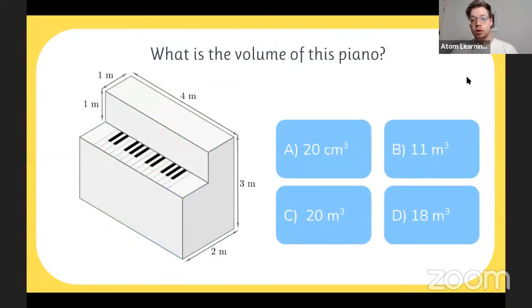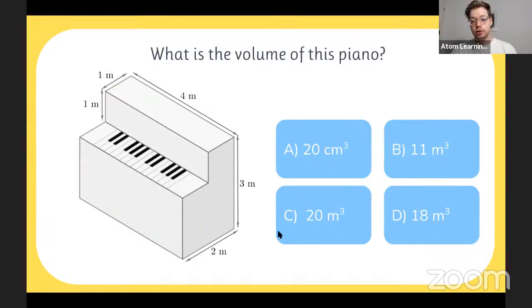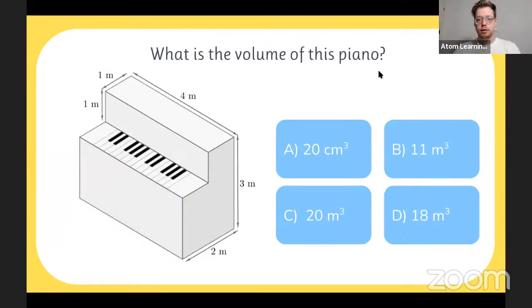Right. What is the volume of this piano? It is another compound shape. I'm going to relaunch the poll. And let's do a little extension in case people want it as well. Can we expand brackets, I wonder? Could you, as an extension, have a go at expanding x plus 2 in brackets?